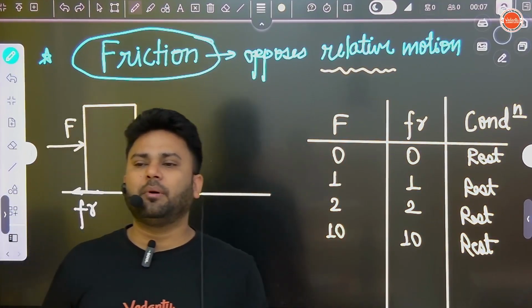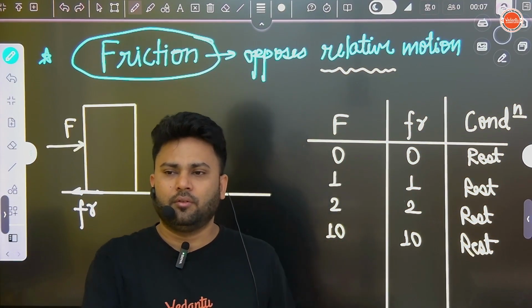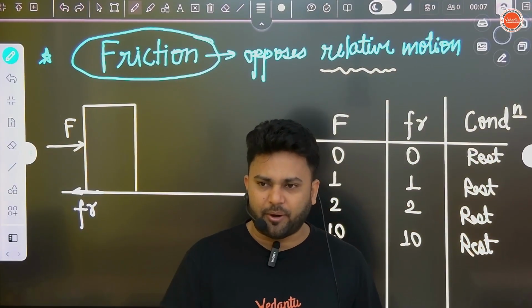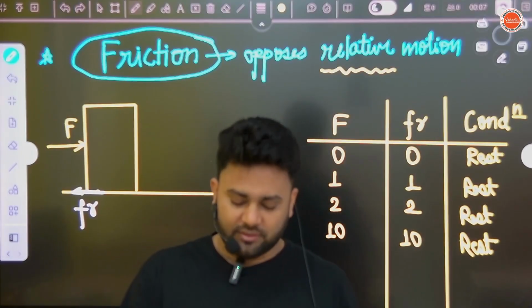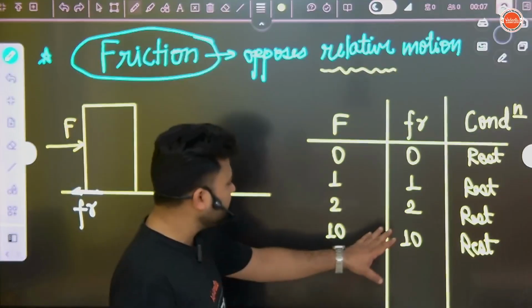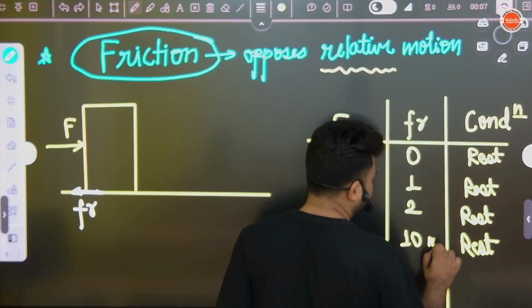Every person has a maximum limit. Suppose I am trying to go, and there is a small boy who is trying to oppose me, saying don't go, but he will have some maximum power. If we cross that limit, that boy won't be able to stop me. So suppose this was the maximum limit of friction. This is the maximum value of friction.